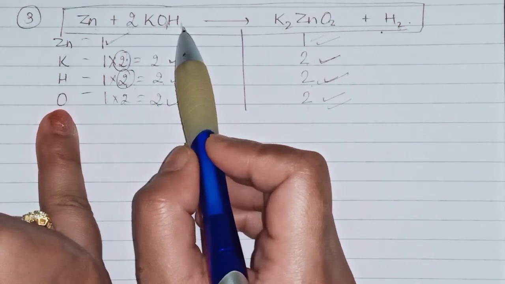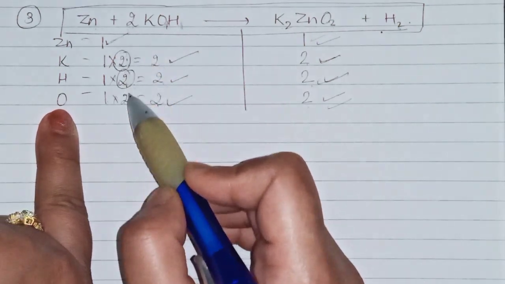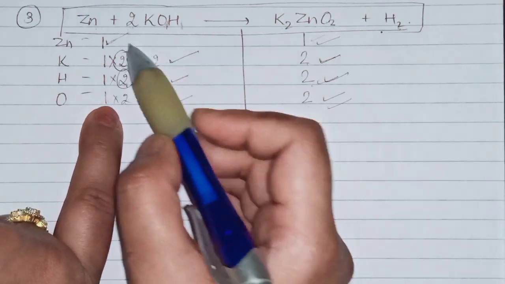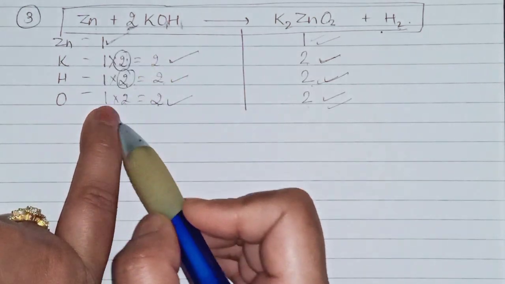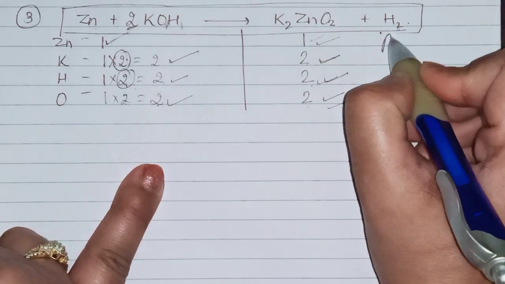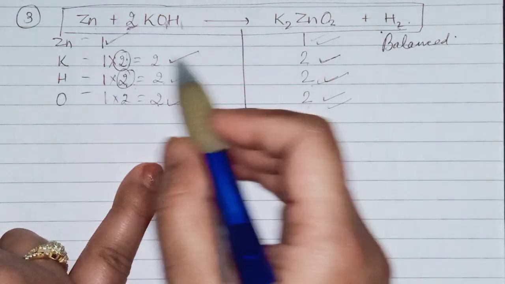Okay, you cannot put it here also. You have to choose that number which makes the other number of atoms equal, and that number you will put as a coefficient. Okay, now this equation is a balanced chemical equation. This one is balanced.